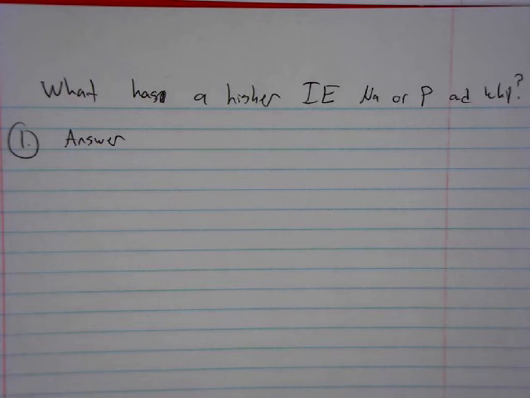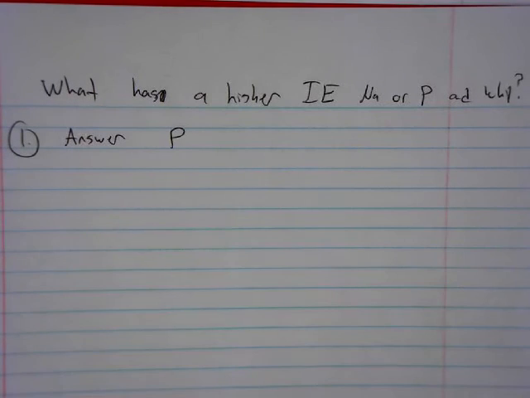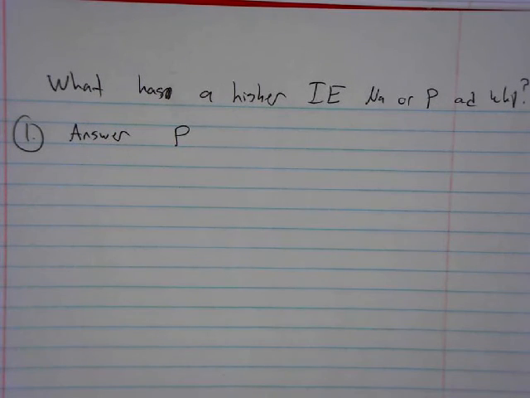But here we go. The first thing I want you to do, number 1, is write the answer. So the correct answer is P, higher ionization energy. I was thinking lower. Higher ionization energy is P.